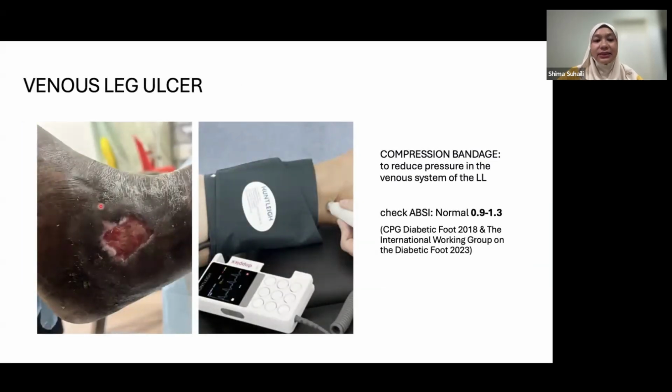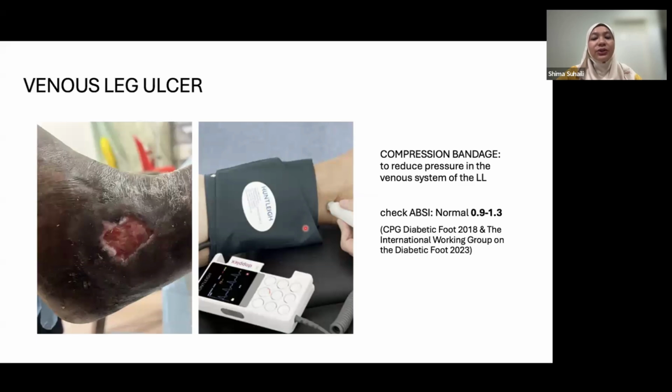Then how about venous leg ulcer? Untuk venous leg ulcer, dia punya gold standard treatment adalah compression bandage. Kerana compression bandage ni akan reduce the pressure in the venous system, menyebabkan kaki tu kurang bengkak dan akhirnya menyebabkan berlakunya penyembuhan luka. So, patient yang ada venous leg ulcer tanpa compression therapy usually very difficult to heal.